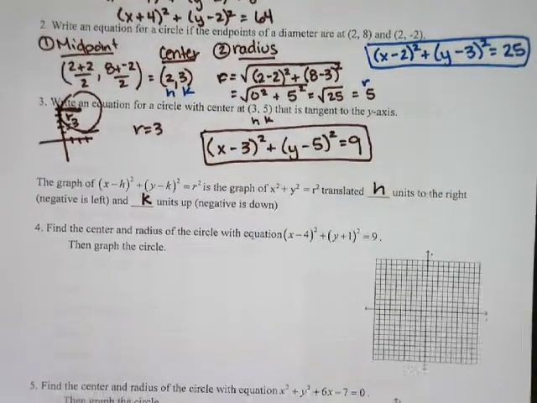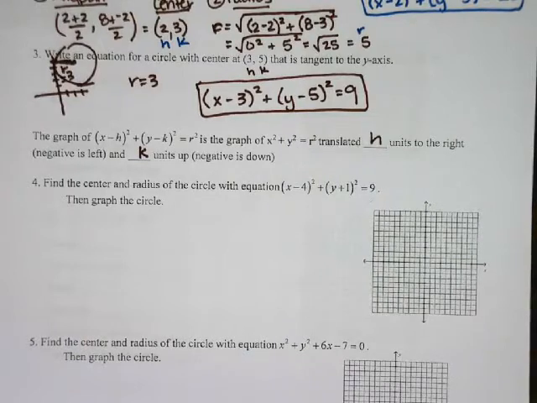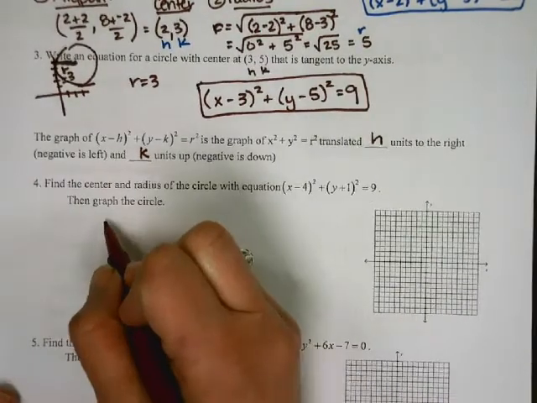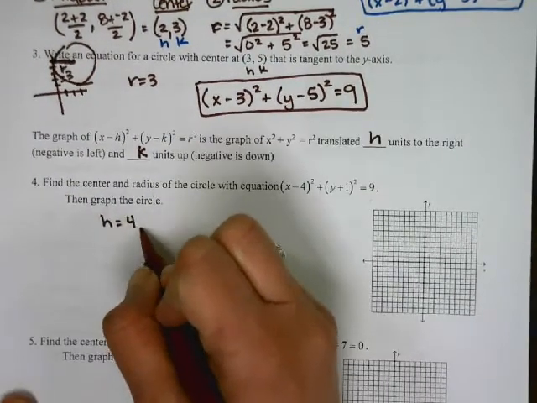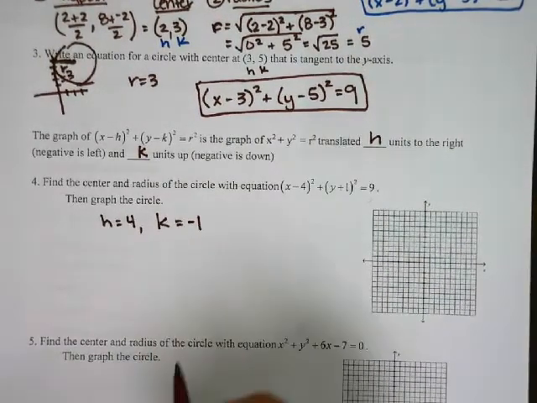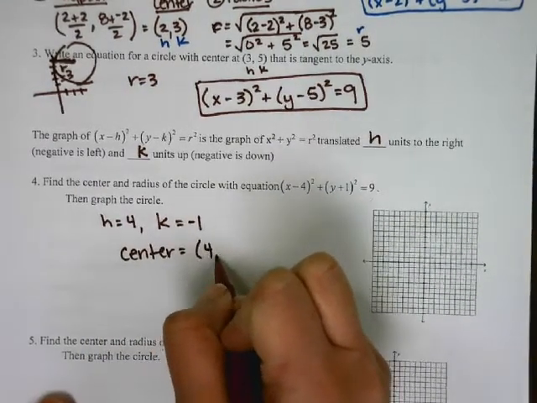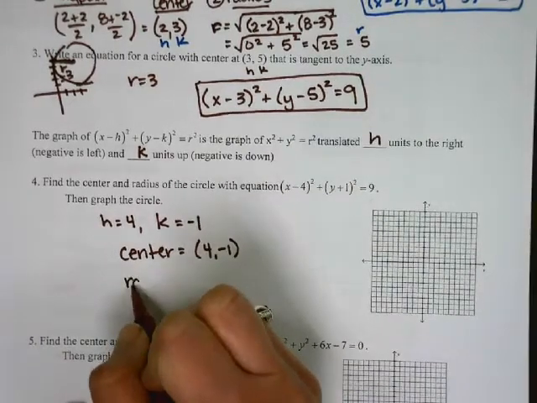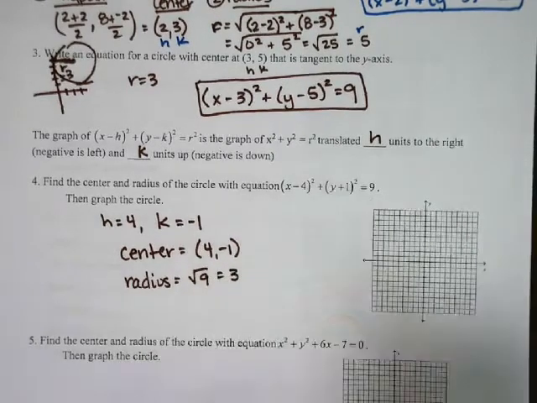Okay. So look there at number 4. It says find the center and the radius of the circle with the equation (x − 4)² + (y + 1)² = 9. Then graph the circle. Okay. So let's figure out what h and k are. x minus h, so h is 4. k is negative 1. So my center is at (4, −1). My radius is the square root of 9, or 3.